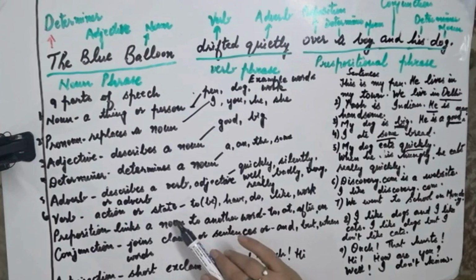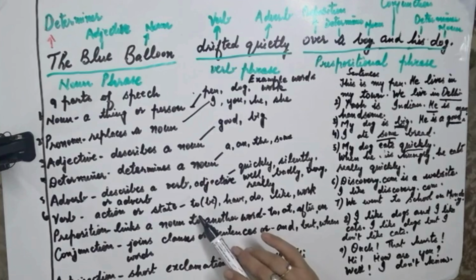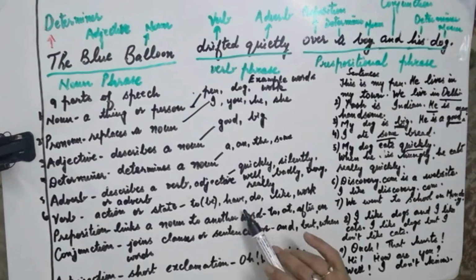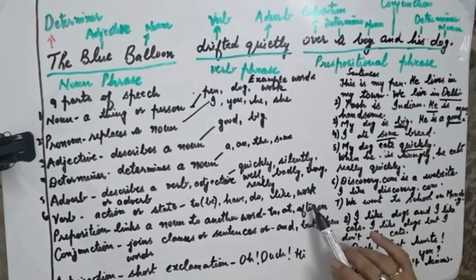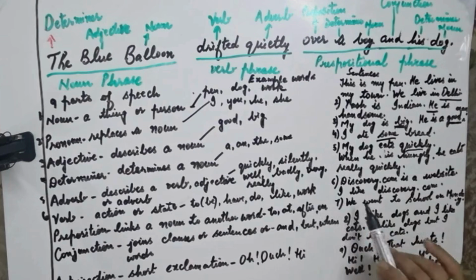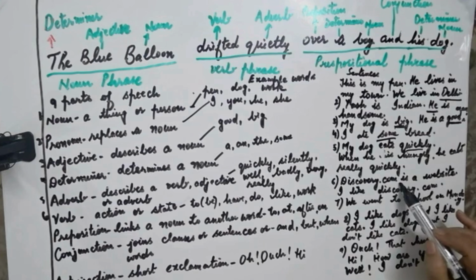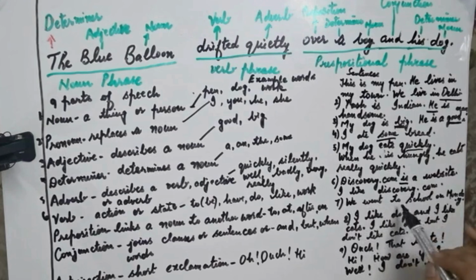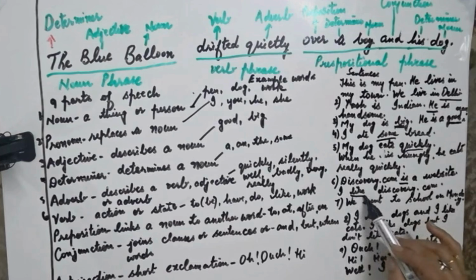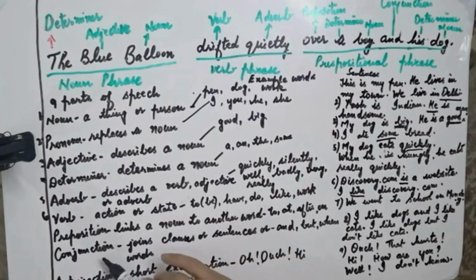Verb is an action or state. Example words are to be, have, do, like, work. Examples: discovery.com is a website. Here "is" is a verb. I like discovery.com. Like is a verb.